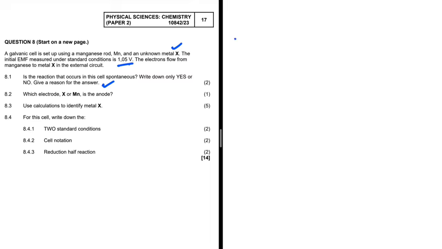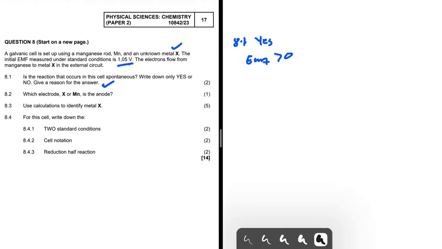And then 8.1, is the reaction that occurs in this cell spontaneous? Yes, it is. And why do we say so? EMF is greater than 0. If the EMF in this cell is greater than 0, then the cell is spontaneous. This reaction does not need any external energy for it to occur, right? It does not need a power supply, unlike in an electrolytic cell. That is 8.1.